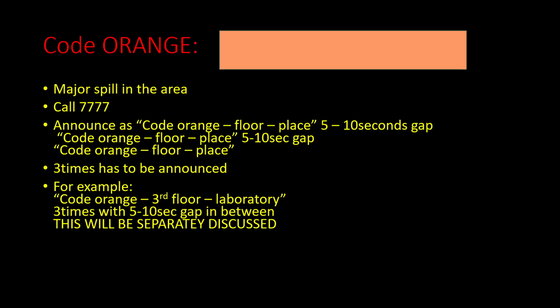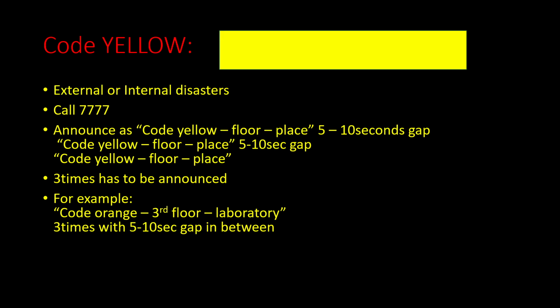Okay, now code orange is basically a code for major spills. So again, you call 777 and you announce code orange 3 times, with the floor and the place where exactly it has happened. And again, code orange covers major spills and minor spills. It's a separate topic by itself, so we will discuss it separately.